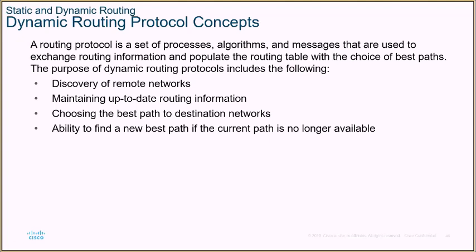Now, a routing protocol is a set of processes, algorithms, and messages that are used to exchange routing information and populate the routing table with the choice of best paths. The purpose of dynamic routing protocols includes the following: discovery of remote networks, maintaining up-to-date routing information, choosing the best path to destination networks, and the ability to find a new best path if the current path is no longer available.